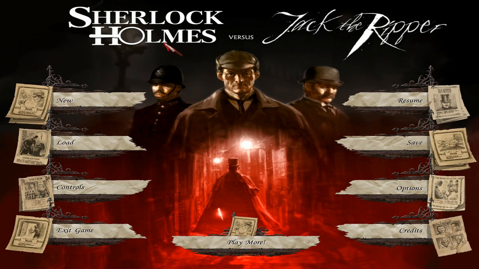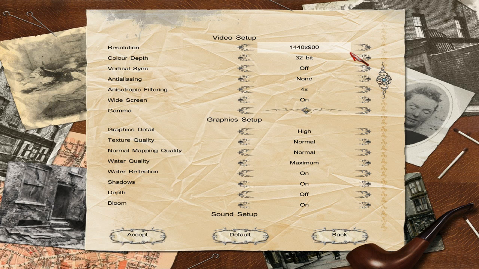Okay, Sherlock Holmes versus Jack the Ripper. Resume, save, lab, options. Oh, options, okay. Let's check this really quick. Vertical sync, nope. Oh, this was before 16:9 was invented. Widescreen on. High, maximum. Of course, we want to max out these settings.